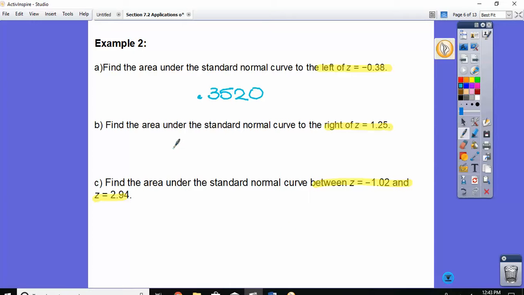All right, so area to the right. How do I find area to the right? 1 minus, so I go to my 1.25, which is 0.8944. So 1 minus that. Okay, 0.1056.